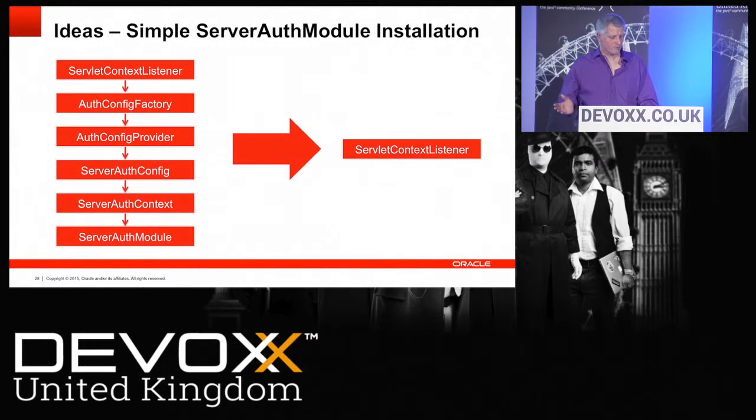So our first simplification that we're proposing is we take this down to 1 method. We're going to define a standardized helper for JASPIC, built on top of JASPIC, where instead of having to define all these classes, we just have one class you've got to create, which would be just an implementation of a servlet context listener, and a helper that will basically do all the other work for you.